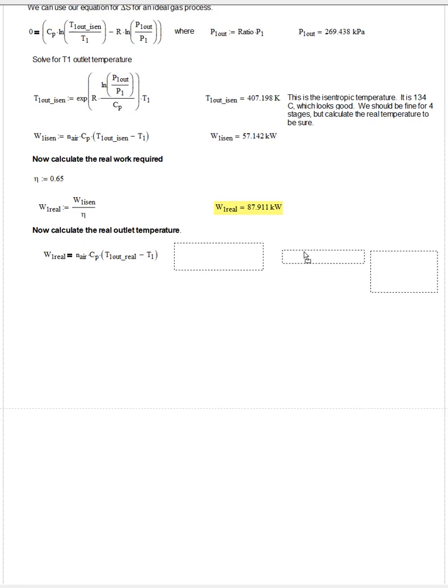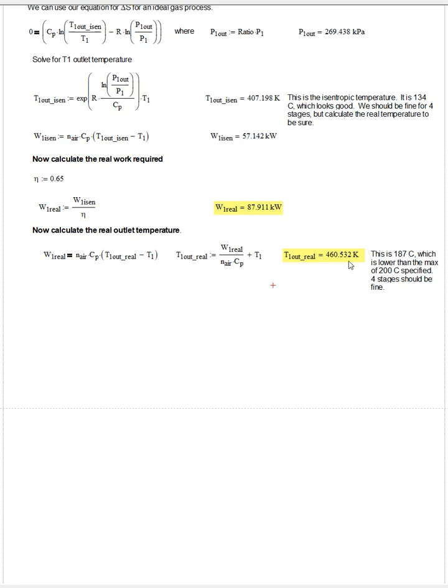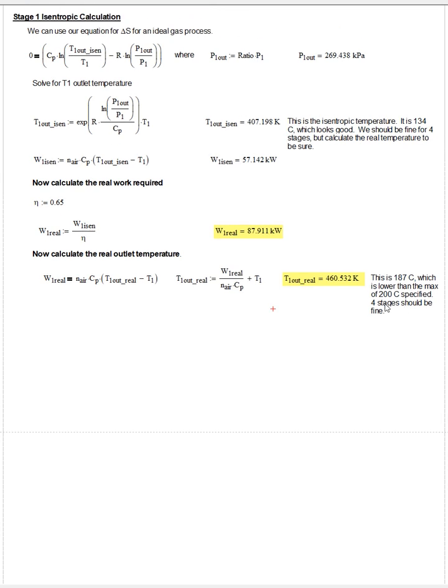So I rearrange this equation, I solve for T1 out for the real process, and I get a value of 460.5 degrees Kelvin. This is about 187 degrees C, which is lower than the 200 degrees C maximum that the problem statement specified. And so from this, we are now pretty confident that 4 stages should be fine. Again, if you really wanted to, we could go to 5 stages. We would require less work per stage. We would have a lower temperature per stage, but of course you would be paying more for a compressor that has 5 stages versus 4 stages, most likely.